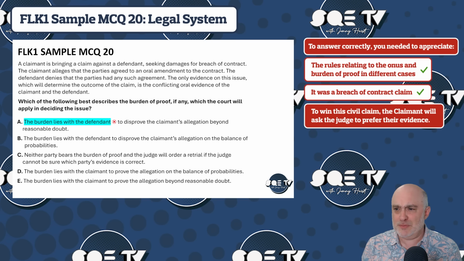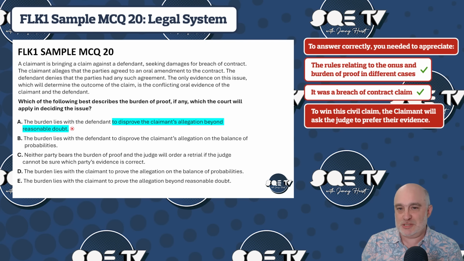And then it says to disprove the claimant's allegation beyond reasonable doubt. Well, that's wrong as well. So both parts of this question are wrong. The second part is the burden of proof in a criminal case. That reasonable doubt, remember, that's the burden of proof used in criminal proceedings. We've already identified this as a civil case, and therefore that second half of the sentence is wrong as well.